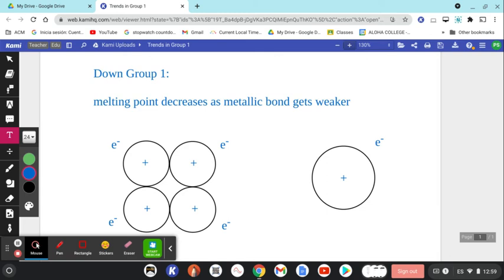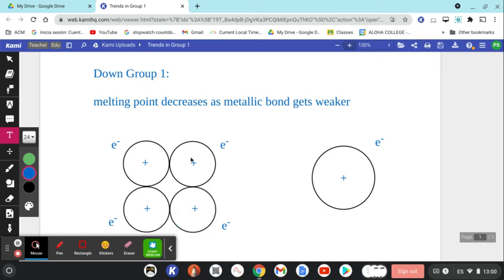Today we're going to be looking at the trends down group 1, the group called the alkali metals. The first trend we're going to look at is melting point. Now the melting point decreases down the group because the metallic bonding gets weaker.